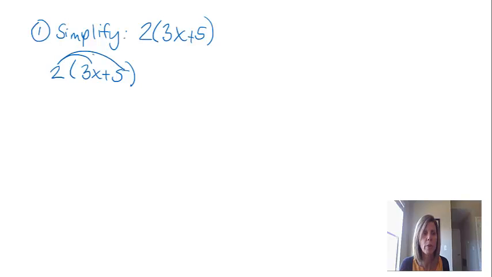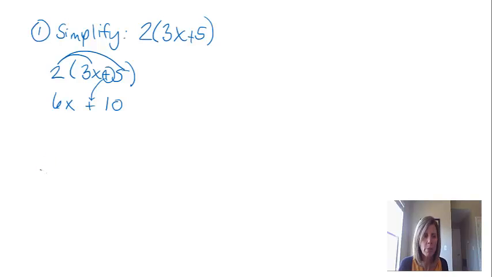So I know that you've learned to actually draw some parentheses that look like that. So then we could just do 2 times 3x, which would be 6x. And then we would do 2 times 5, which would be 10. And then we just carry down that plus sign. So that's one way.